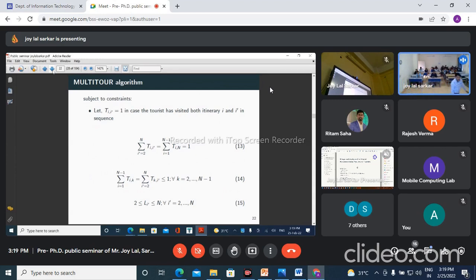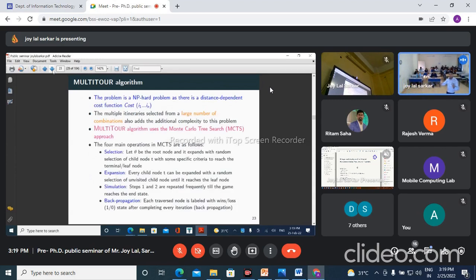You can see that I have found that our problem is an NP-hard problem. This can't be solved in polynomial time because a lot of factors are there. That's why my problem definition is an NP-hard problem. So the multi-tour algorithm uses the Monte Carlo tree search algorithm. That is a very popular algorithm based on reinforcement learning, so machine learning. We have used the Monte Carlo tree search approach here. The factors for Monte Carlo MCTS are selection, expansion, simulation, and backpropagation. All these factors I have considered in my multi-tour algorithm, and after that, I have found some better results.